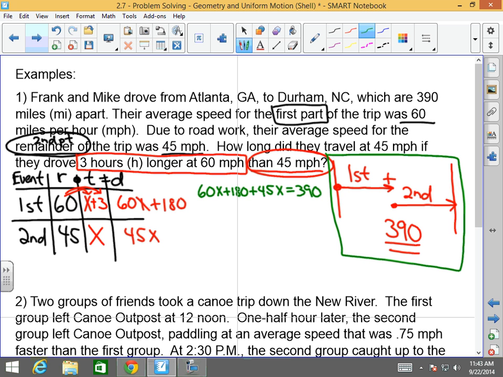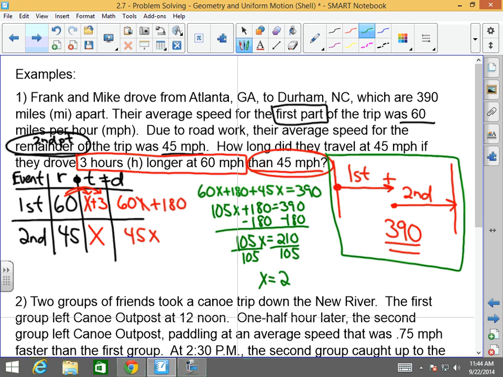60 plus 45 is 105x plus 180 equals 390. Subtract 180 to both sides. 105x equals 210, divided by 105. X equals, hopefully you got, 2. And since we're talking about time, that's 2 hours.